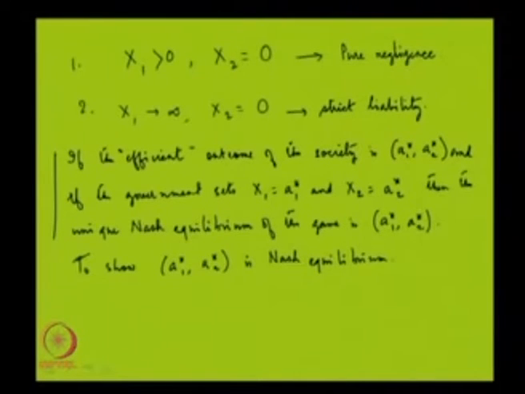Now, to say that A1 star is the best action for player 1, I have to know what is the payoff function of player 1 given that player 2 is taking A2 star action. Now, so player 1, let us look at the game from his point of view.